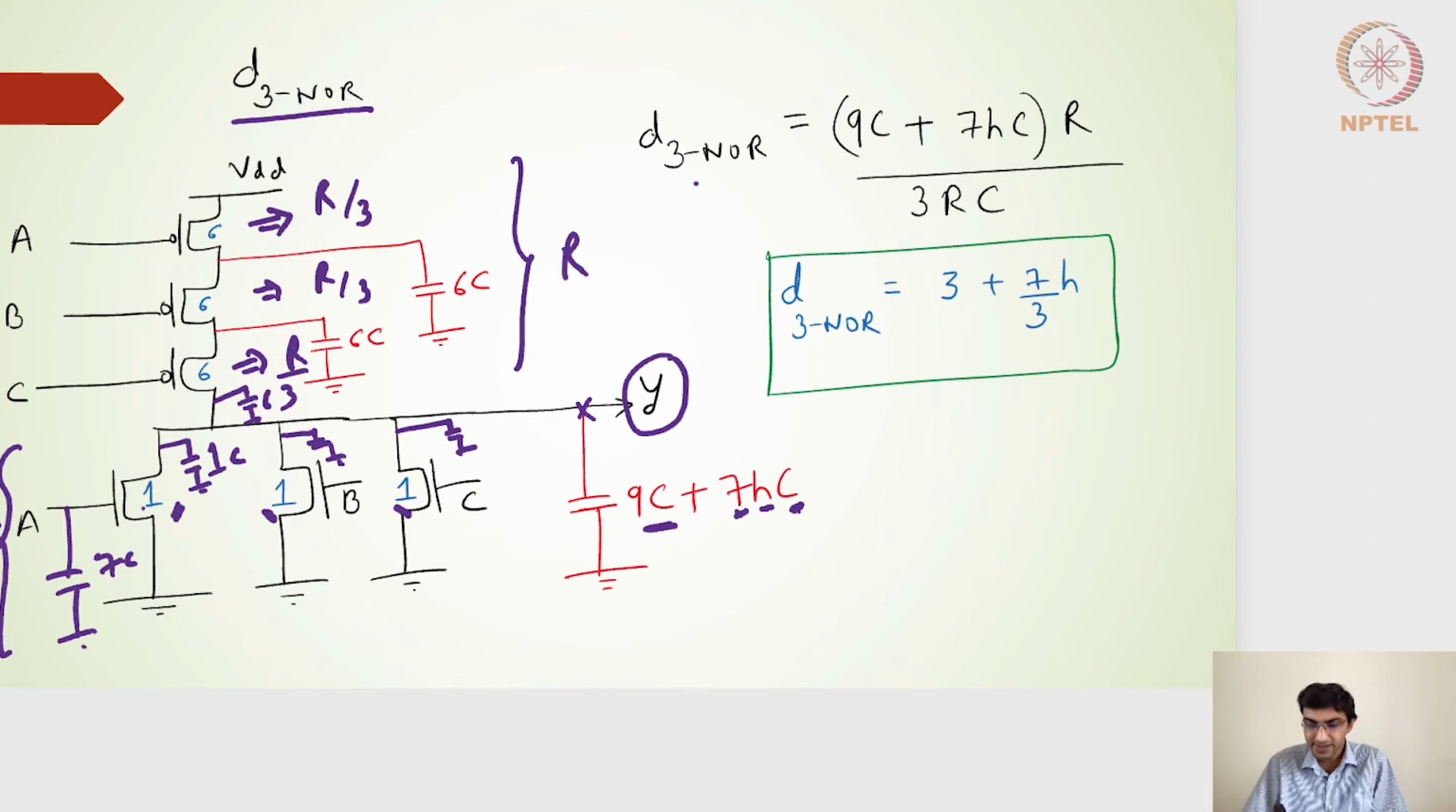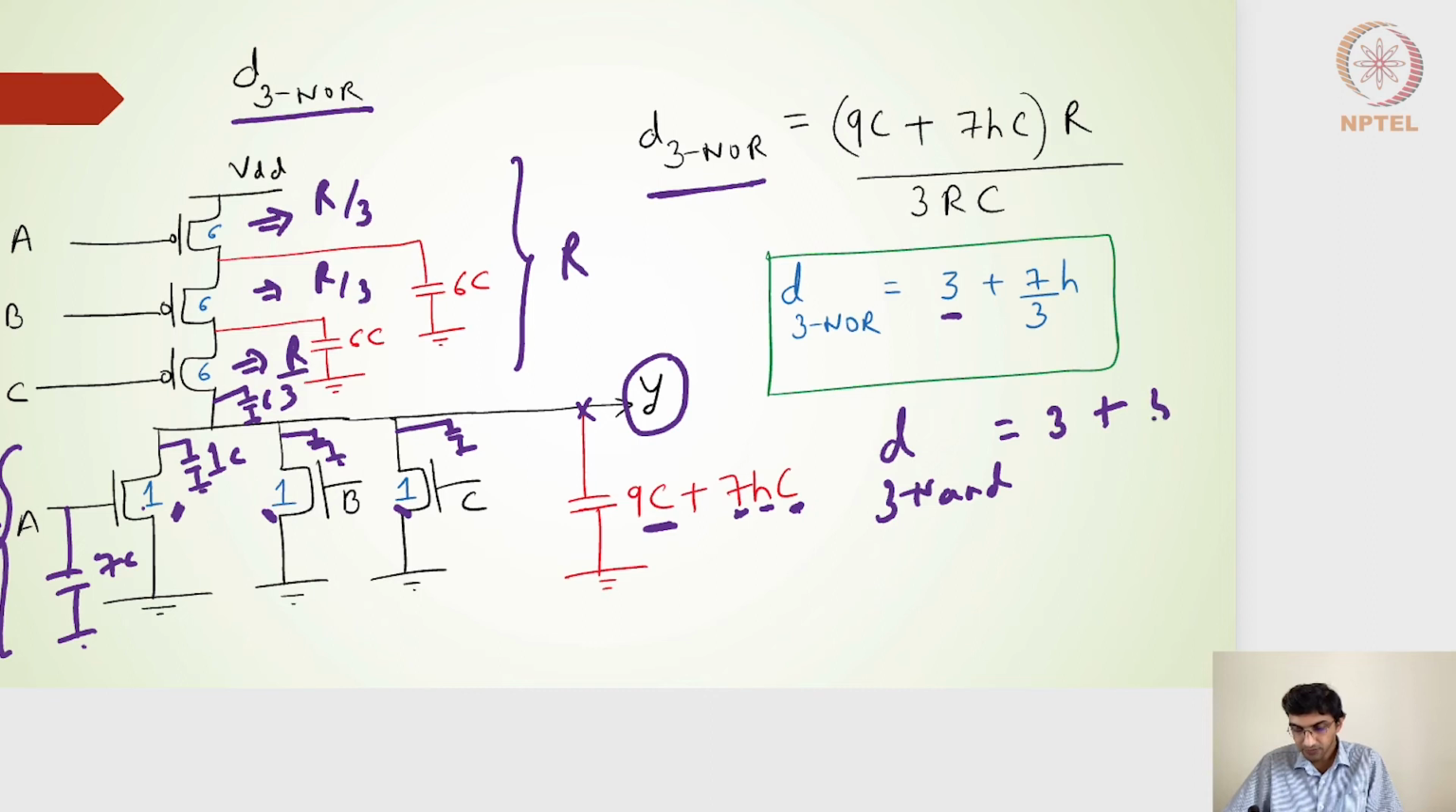So the normalized delay for the 3-input NOR gate will be nothing but (9C plus 7HC) into R, rising or falling, doesn't really matter. And because it's a normalized value, I will have 3RC as the inverter's delay in the denominator. So finally, I will get 3 plus 7 by 3 H, right? Remember that for the 3-input NAND gate, we had 3 plus 5 by 3 H, okay? And for the 3-input NOR gate, it is 3 plus 7 by 3 H.